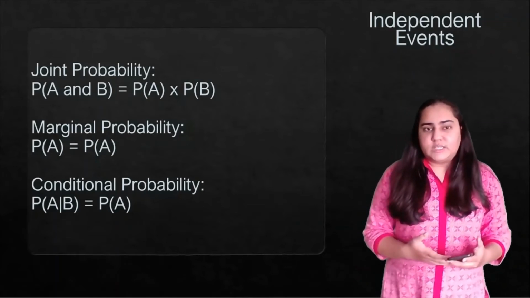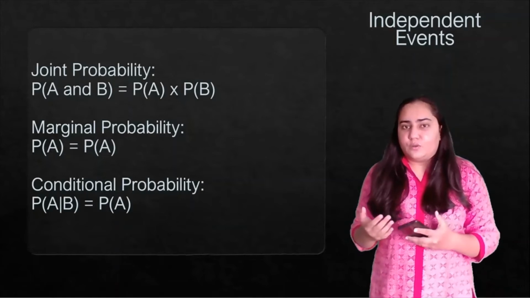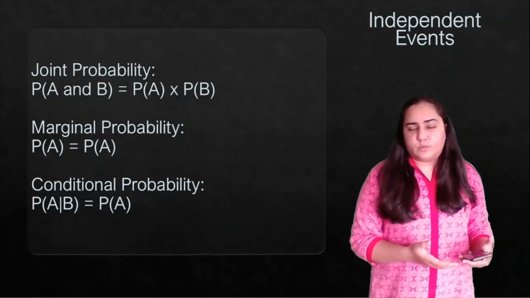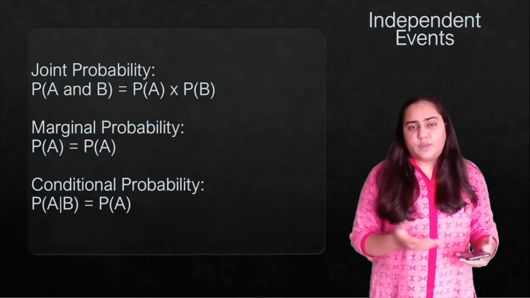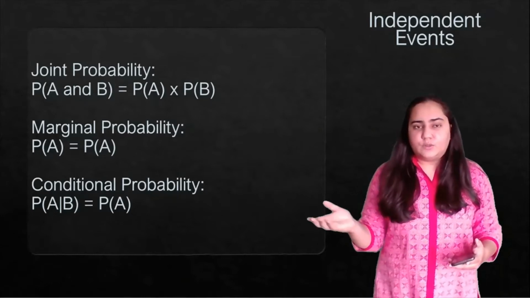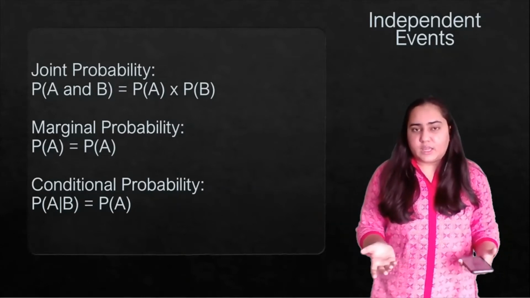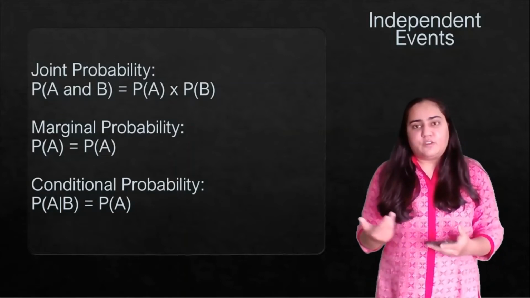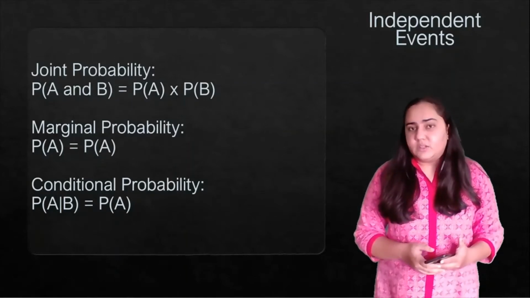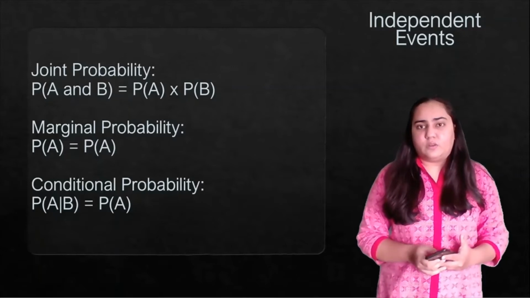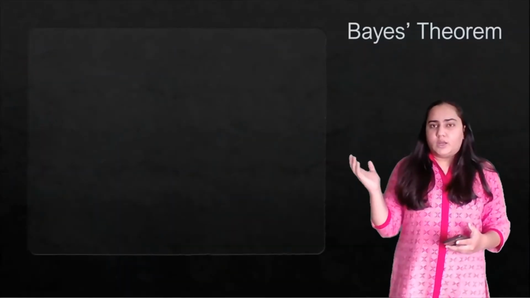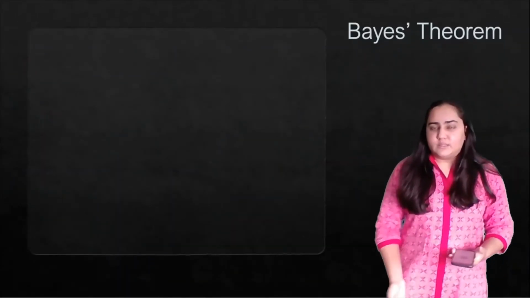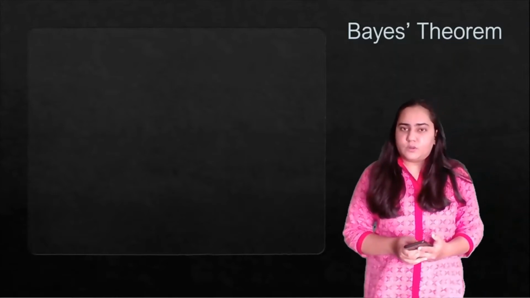Conditional probability is A given B. So B has already happened. Now what is the probability of A? In this case, it's not going to affect the probability of A in any way. So P of A given B is simply P of A, because B does not matter since A does not depend on B. And now we are going to move forward to Bayes' theorem, which is a very important theorem.